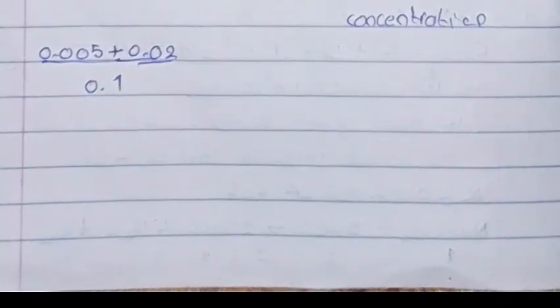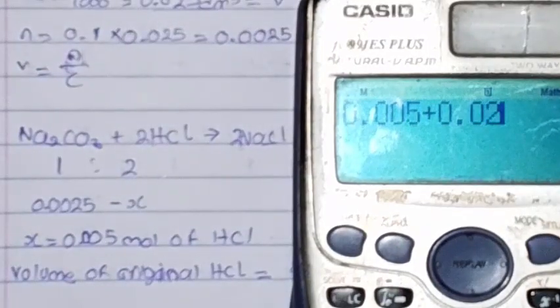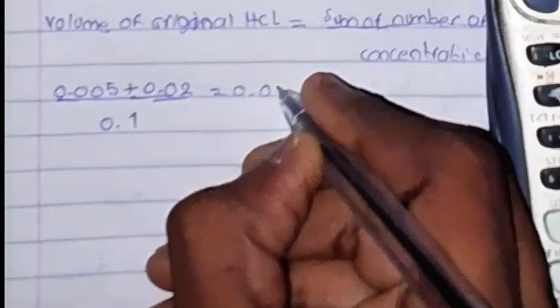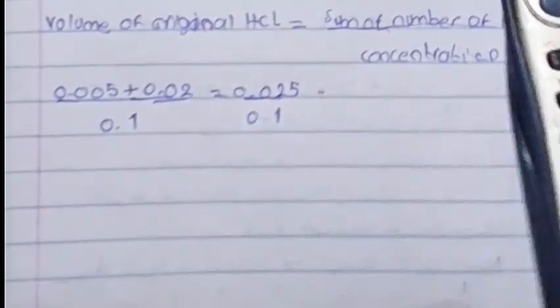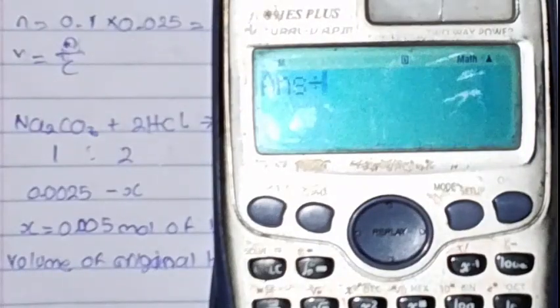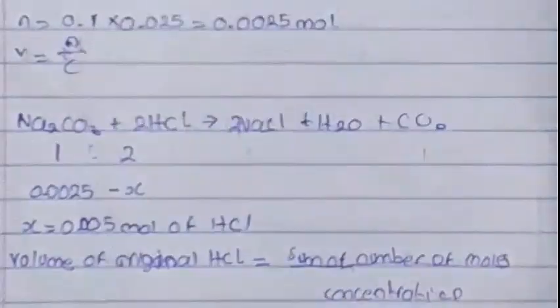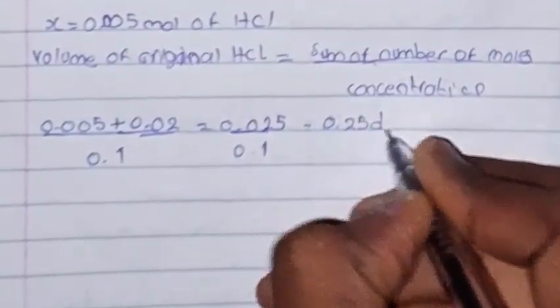We're going to have 0.005 plus 0.02, which is 0.025. So this is equal to 0.025 divided by 0.1. And dividing this by 0.1, we're going to obtain 0.25. So this is equivalent to 0.25 dm cube.